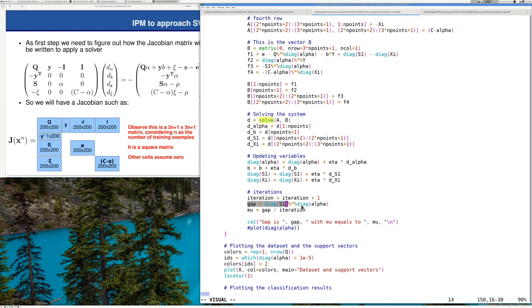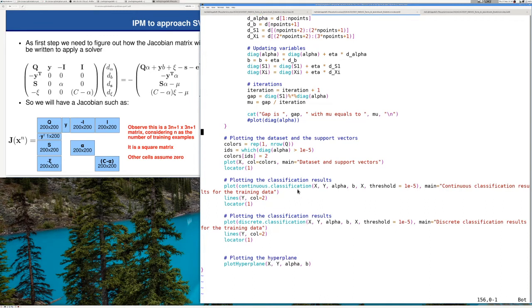And my iterations here. My gap is being measured here. I just used mu as gap divided by iteration, but this mu again could be just itself multiplied by 0.9, something smaller than 1, to make possible some sort of approximation to the barriers, the barrier term. Here I'm going to print out the gaps for you, and at the end I plot.